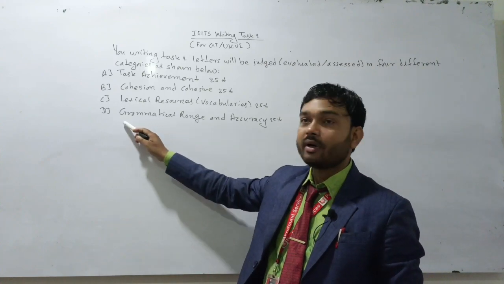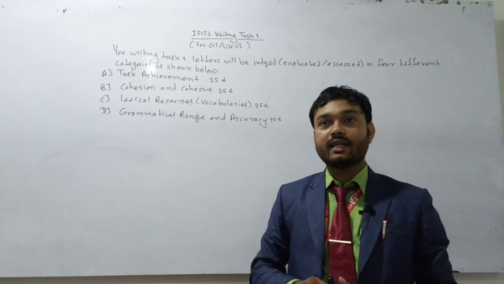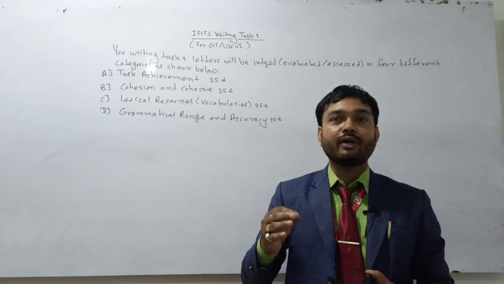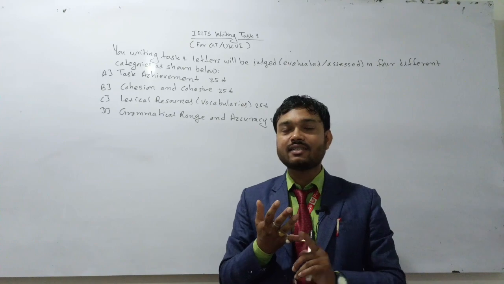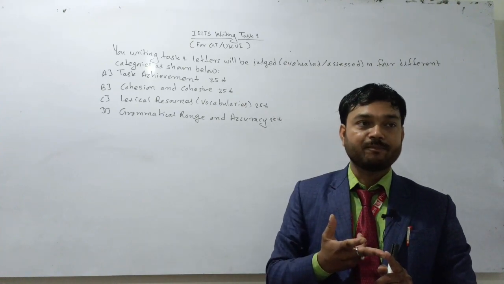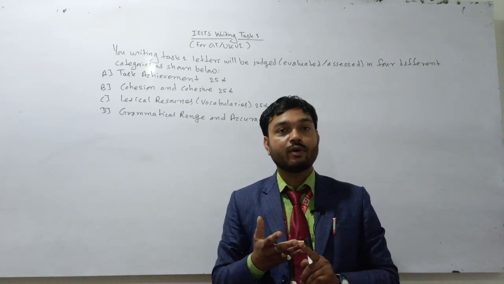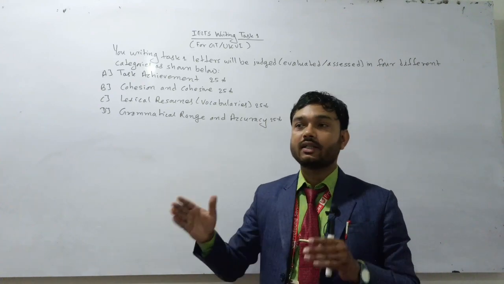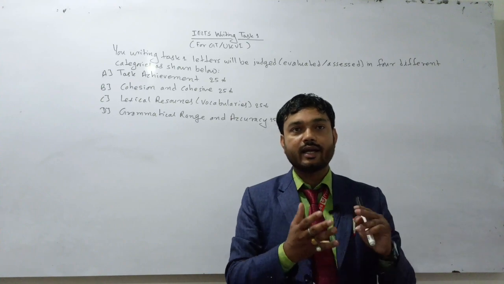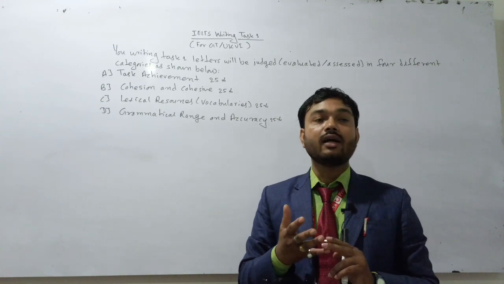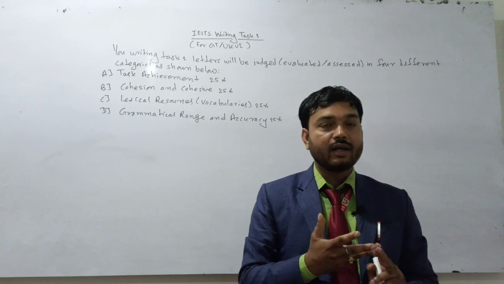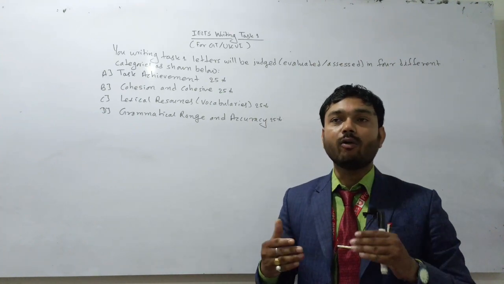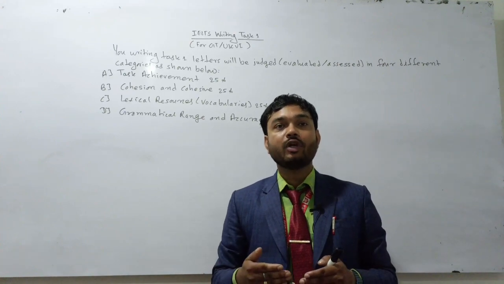And the last, D, is called grammatical range and accuracy. Grammar is very important. So when you use grammar, you should use mainly present tense, past tense and future tense. I have made my videos for grammar also in my previous part, and I will teach you here part-wise letters, like letter 1 is personal, letter 2 is semi-formal, and letter 3 is formal letters, with examples, and all the techniques I will provide you in my upcoming days.